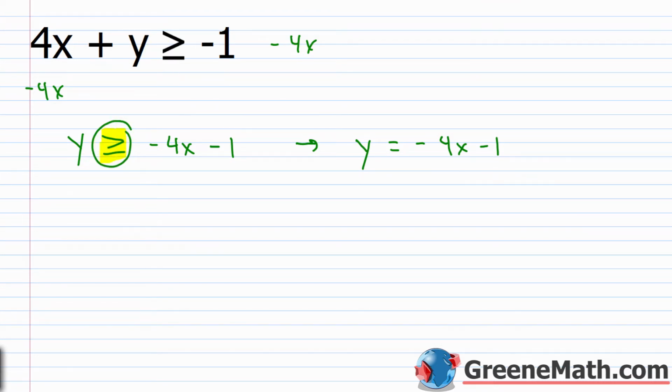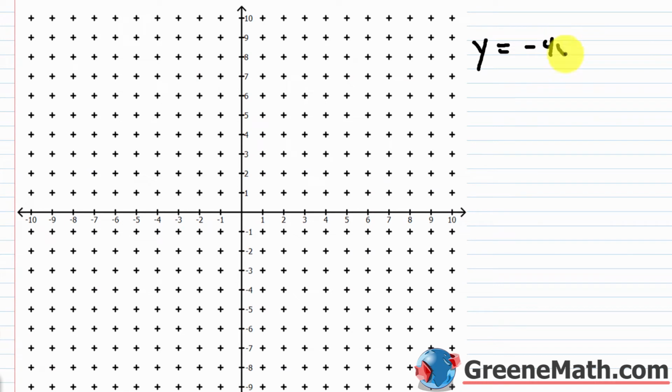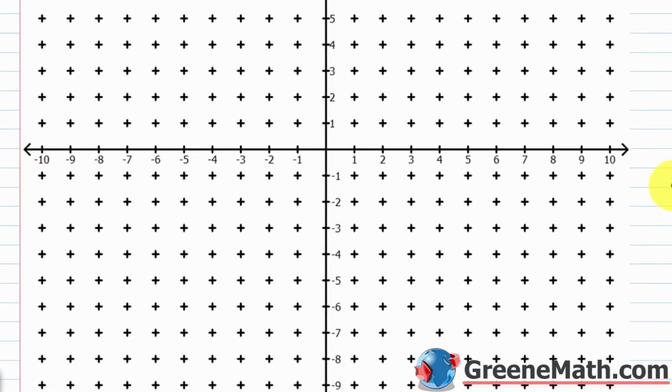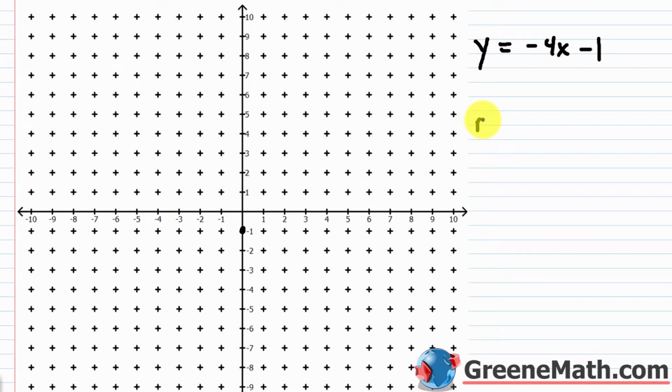So in this particular case, my boundary line is solid, right? Because points on that line will satisfy the inequality. So if I graph y equals negative 4x minus 1, my y-intercept occurs at 0, negative 1, so that's right here. My slope is negative 4. So again, rise over run, it's negative 4 over 1.